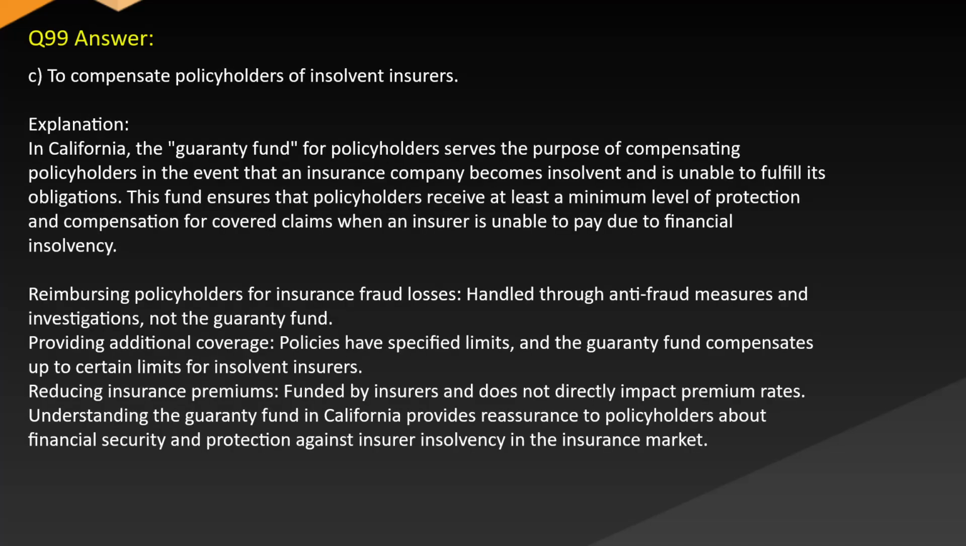Answer: C. To compensate policyholders of insolvent insurers. Explanation: in California, the guarantee fund for policyholders serves the purpose of compensating policyholders in the event that an insurance company becomes insolvent and is unable to fulfill its obligations. This fund ensures that policyholders receive at least a minimum level of protection and compensation for covered claims when an insurer is unable to pay due to financial insolvency. Reimbursing policyholders for insurance fraud losses is handled through anti-fraud measures and investigations, not the guarantee fund.